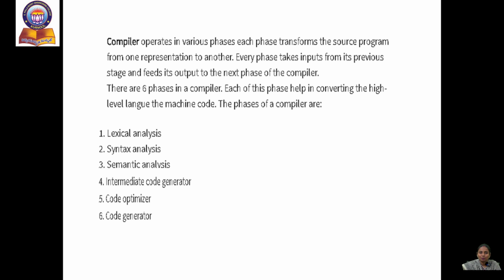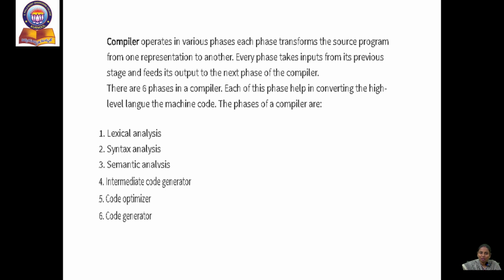For example, here we are saying that a compiler has been designed using 6 different phases. The first is lexical analysis, second is syntax analysis, third is semantic analysis, fourth is the intermediate code generator, fifth is the code optimizer, and sixth is the code generator. The source code has to go through all these 6 phases to convert from the high level language into the machine level language. As we said, each stage's output will act as the input towards the next stage.